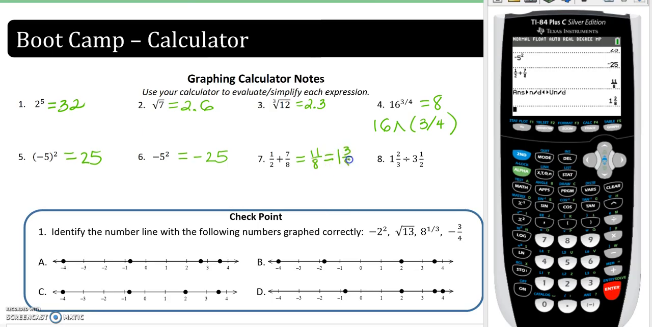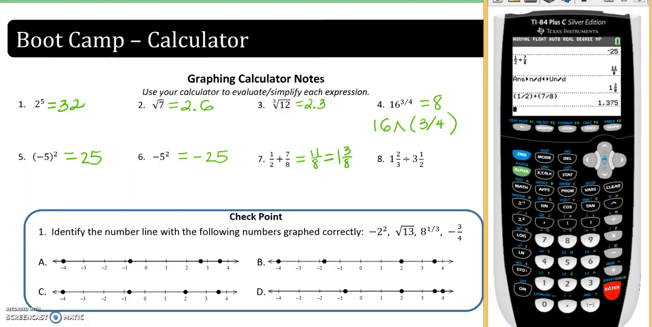Now, if you have an older calculator, not a problem at all. Let's go ahead and put our fractions in parentheses. We're just going to use a division sign, 1/2 plus 7/8. When you hit enter, you get your answer as a decimal. To make it a fraction, you just go into your math key. Your first option says 2 frac. Hit that, and it will convert it to a fraction.